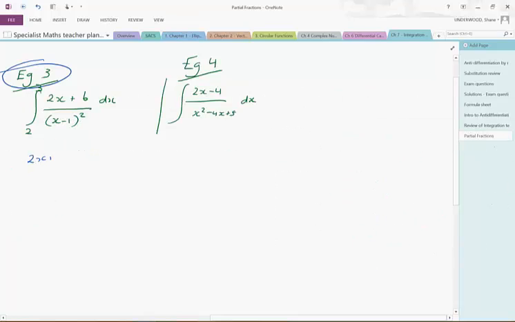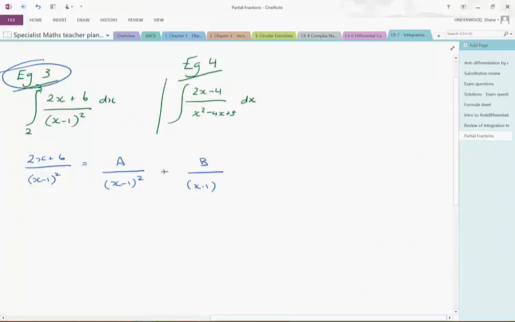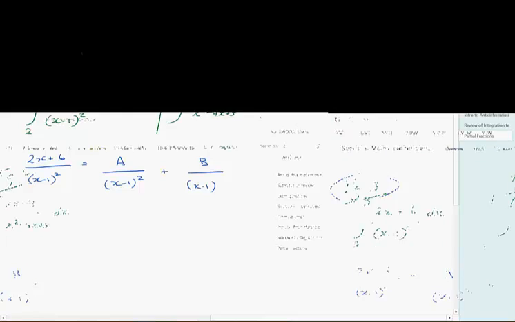So this time we first consider (2x + 6) over (x - 1) all squared. (x - 1) all squared is one factor, and we have a second factor of x - 1. We therefore have A and B. You should know this from Gen A, but I know it's a while away. A common mistake a lot of students make is realising that there are actually two factors.